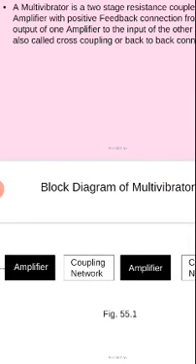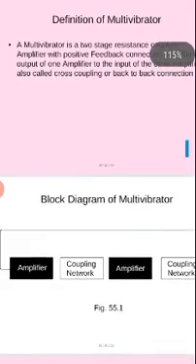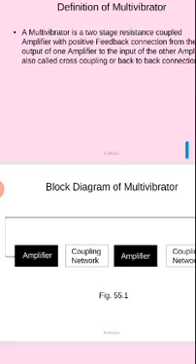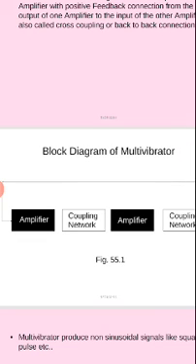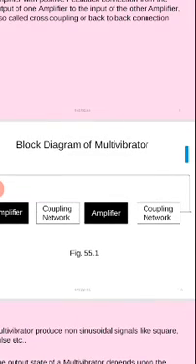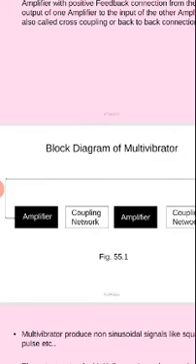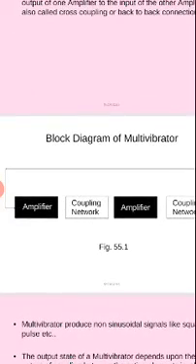Block diagram of multivibrator. It consists of an amplifier, coupling network, again an amplifier, coupling network, and the output is given back to the input.